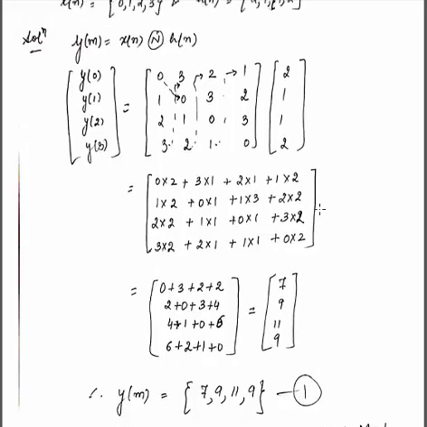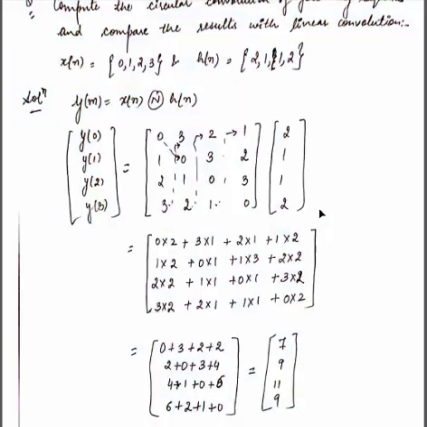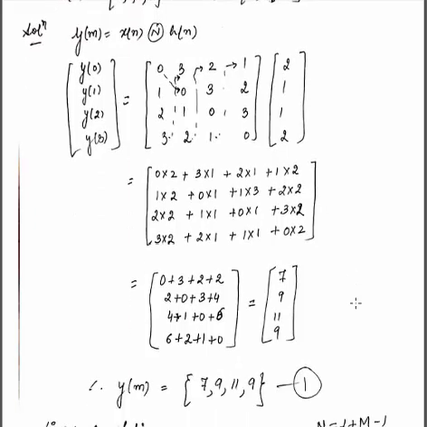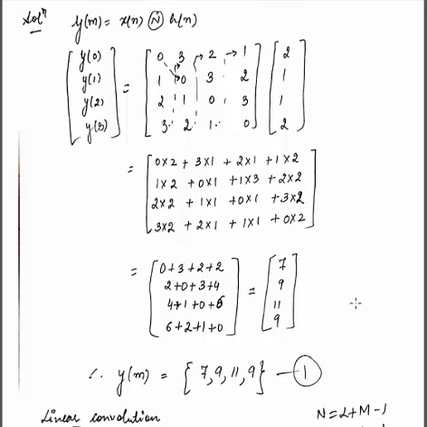Now in the question, we have to compare the results of circular convolution with linear convolution. So we also have to perform linear convolution. Now there are 4 methods of linear convolution. First is the graphical method, then the basic equation of convolution, then multiplication, and the last one is tabulation.